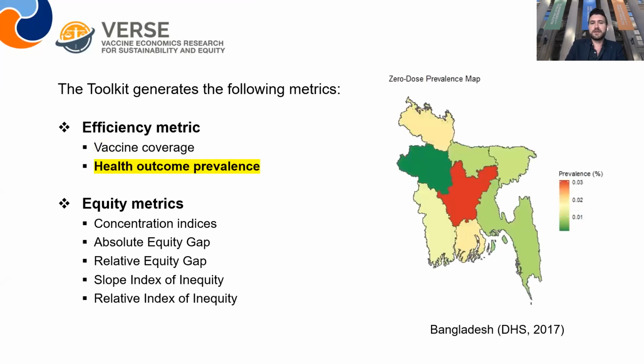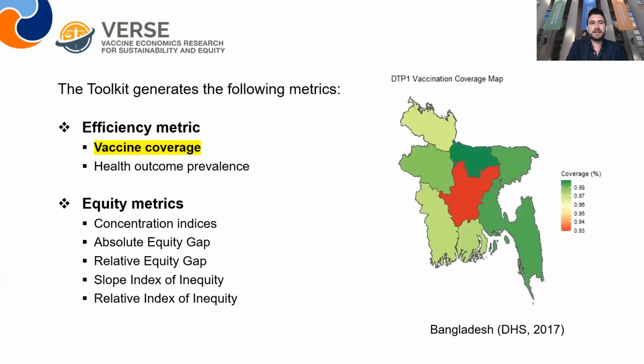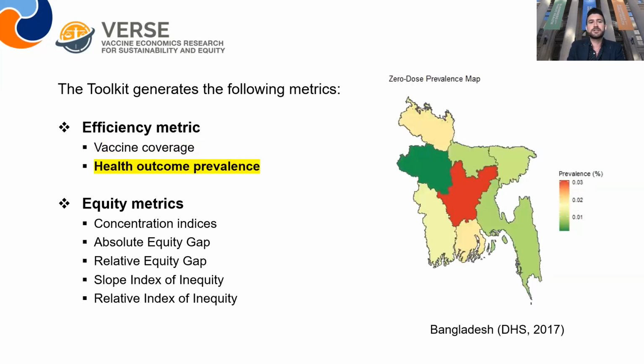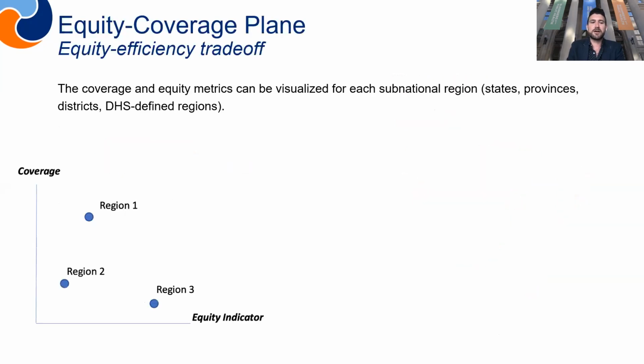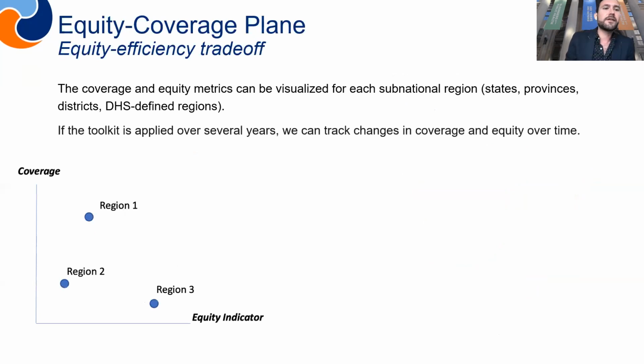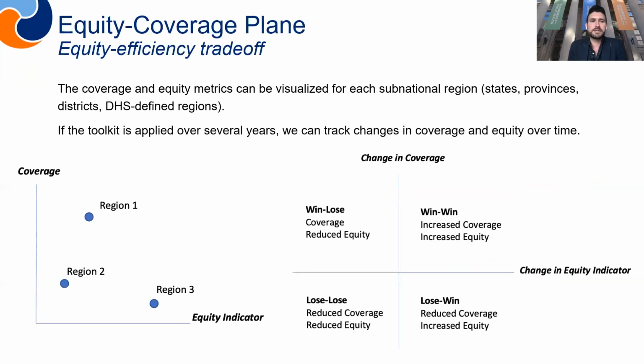And so here are some examples of what we can map within the toolkit. You'll see in the demonstration that mapping can be done with anything that's included in the DHS, at least. We have all the shape files and areas, so you can see things like vaccination coverage versus zero dose prevalence versus equity and mapping, and call those out of the toolkit. Another thing the toolkit produces is these equity coverage or equity efficiency trade-off planes, which showcase how different regions within a specific country perform relative to one another on both coverage and equity as measured in the manner of our toolkit.